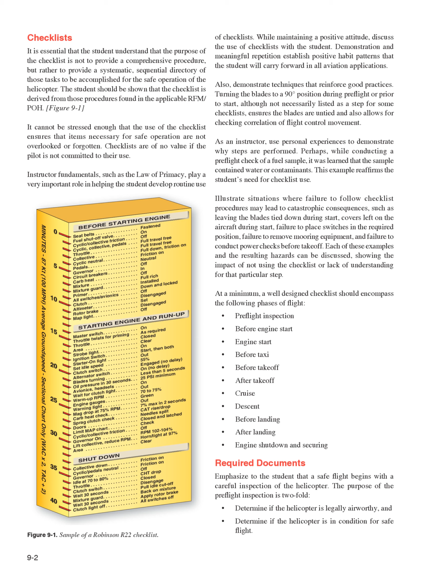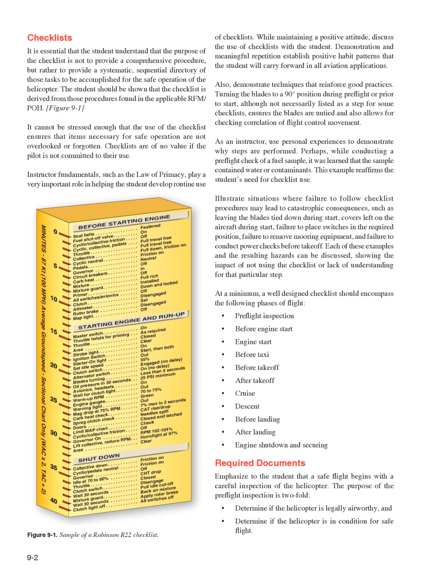Turning the blades to a 90 degree position during preflight or prior to start, although not necessarily listed as a step for some checklists, ensures the blades are untied and also allows for checking correlation of flight control movement. As an instructor, use personal experiences to demonstrate why steps are performed. Perhaps, while conducting a preflight check of a fuel sample, it was learned that the sample contained water or contaminants. This example reaffirms the student's need for checklist use.